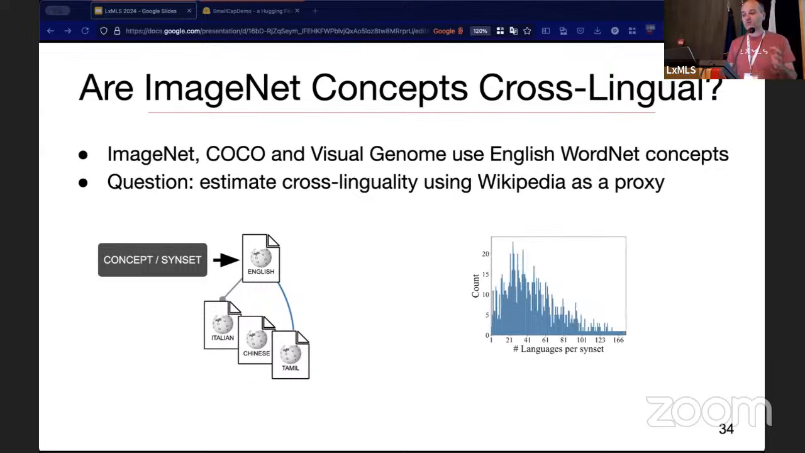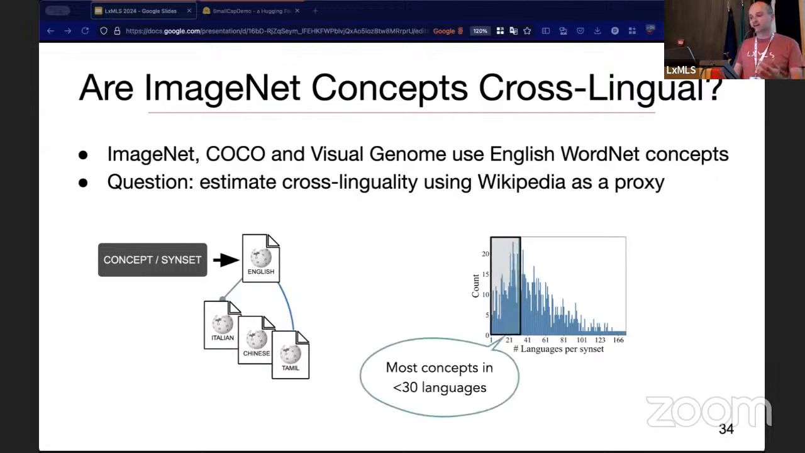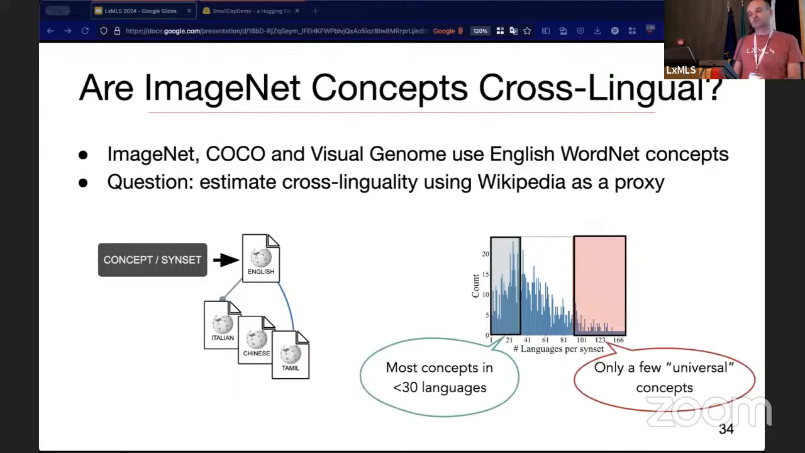And if we take a look at the distribution here, where the y-axis is the absolute count and the x-axis is the number of languages covered per synset, then we can see that most concepts appear in less than 30 languages, and there are very few universal concepts that you can find through this approximation of mining Wikipedia. So the basis of training vision and language models is not cross-lingual, as estimated by this. And can we do better?